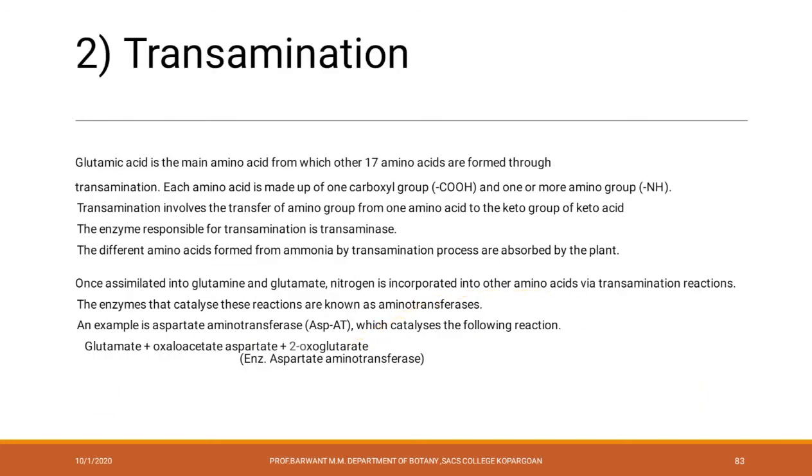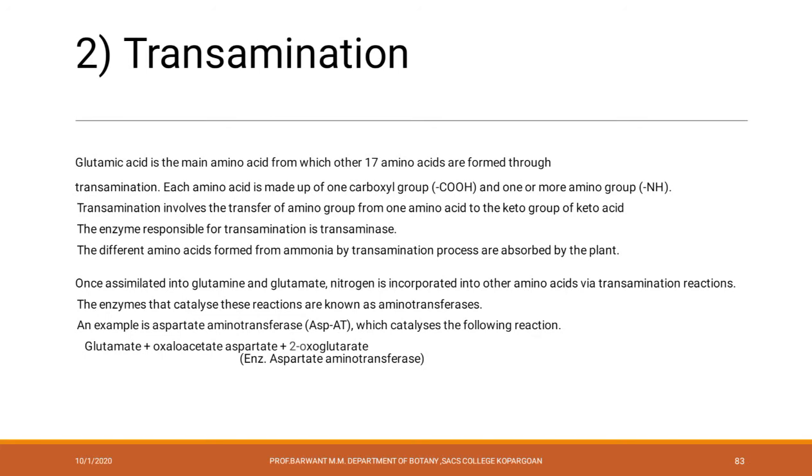And transamination is a simple process. Transamination is the conversion of glutamine or glutamate into the amino acid aspartate. That means transferring the amino group from one amino acid to another amino acid in the presence of the enzyme transaminase, which is catalyzed by aminotransferase.